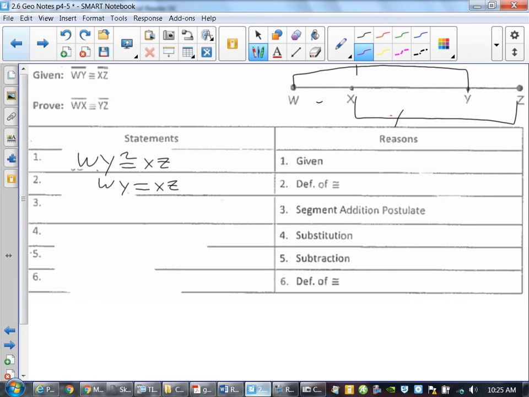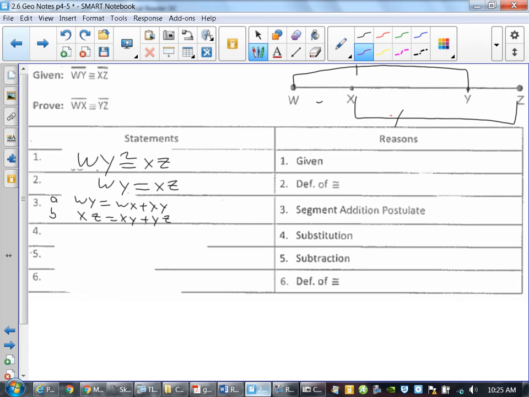Are WY and XZ the small segments or big segments? Small. They're the bigger segments, aren't they? Which means they're made up of two smaller segments. Equals what? Yep. WY is WX plus XY. I wish this said 3A and 3B, because then you can say XZ is XY plus YZ. Because that, the reason said, use segment addition.